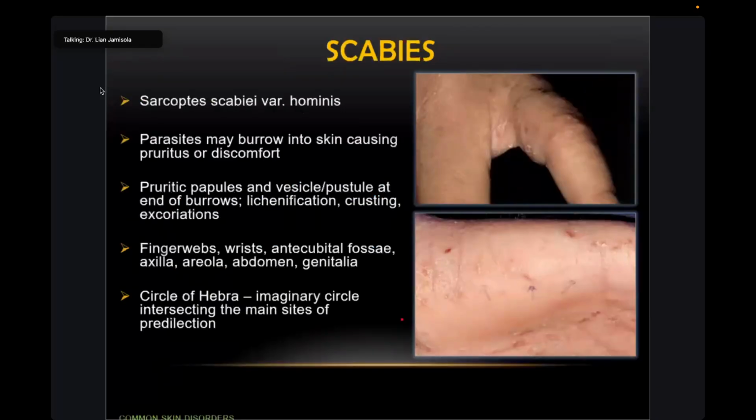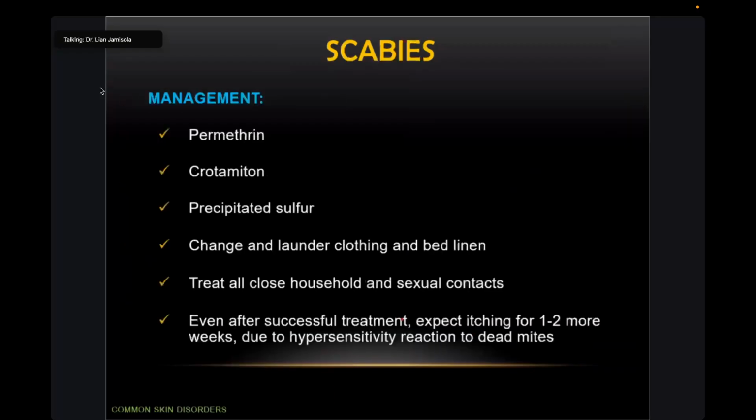Okay. Next is your scabies. I believe this was already discussed by Dr. Yang in your infection and infestation lecture. So you know how it looks. Pruritic papules and vesicles or pustules. The usual areas are your circle of Hebra, or the imaginary circle intersecting the main sites of predilection. The treatment is permethrin. What you have to remember is that we have to treat all household and sexual contacts, and the house should also change and launder clothing and bedding.